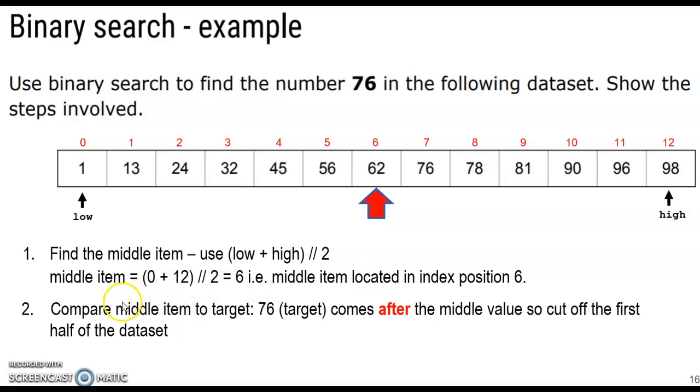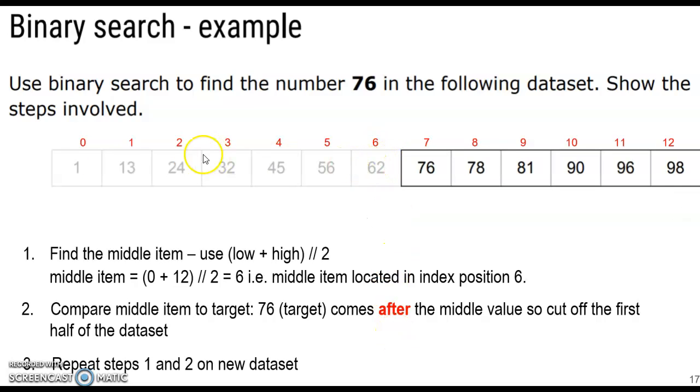Now we do a comparison. We compare the middle item to the target. And we say, right, the target is greater than the middle item, or it comes after the middle item. So what we're going to do is cut off the first half of the data set, including the middle item. So adios to that. And then when you've gone in that branch of the if statement, you've now got to set the low to the middle value, which was 6, plus 1, giving you 7. Now, repeat steps 1 and 2 on the new data set.